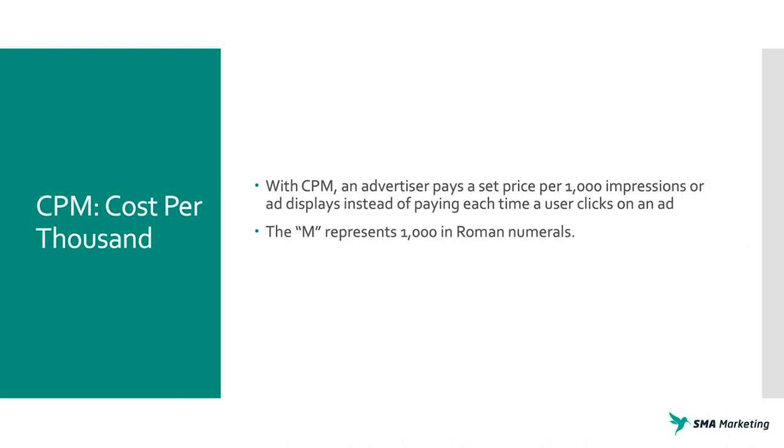So the next metric we're going to look at is CPM, and this stands for cost per 1,000. This is where an advertiser agrees to pay a set price per 1,000 impressions or displays. So they're not paying for the clicks, they're paying just to be seen. The M here actually represents 1,000 in Roman numerals. A lot of people mistake this and say cost per million, but really it's cost per 1,000. So let's say a website has 6,000 visitors. Your price will be determined based on the amount of visible users you could see.